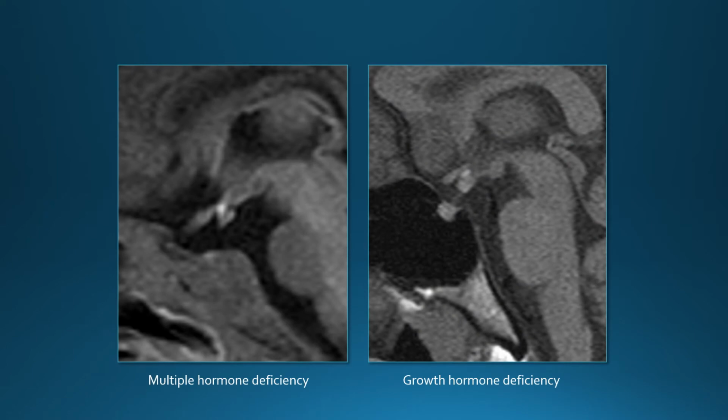The patients who have multiple hormone deficiencies tend to have a more severe abnormality. So the patient on the left with multiple hormone deficiencies, you can't see any pituitary stalk. The gland is really small. The one on the right just has growth hormone deficiency. And you can see there's a little bit of a pituitary stalk here. The gland is still fairly small.